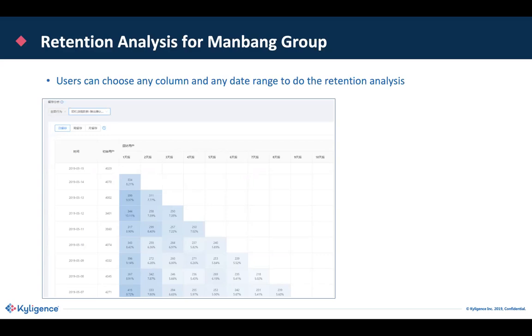So analysts can choose the type of behaviors by themselves, and they can choose any date range in this chart. After submitting the filters, the retention rate can be calculated at the millisecond level and returned to the user quickly. This greatly improves the analyst's work efficiency.